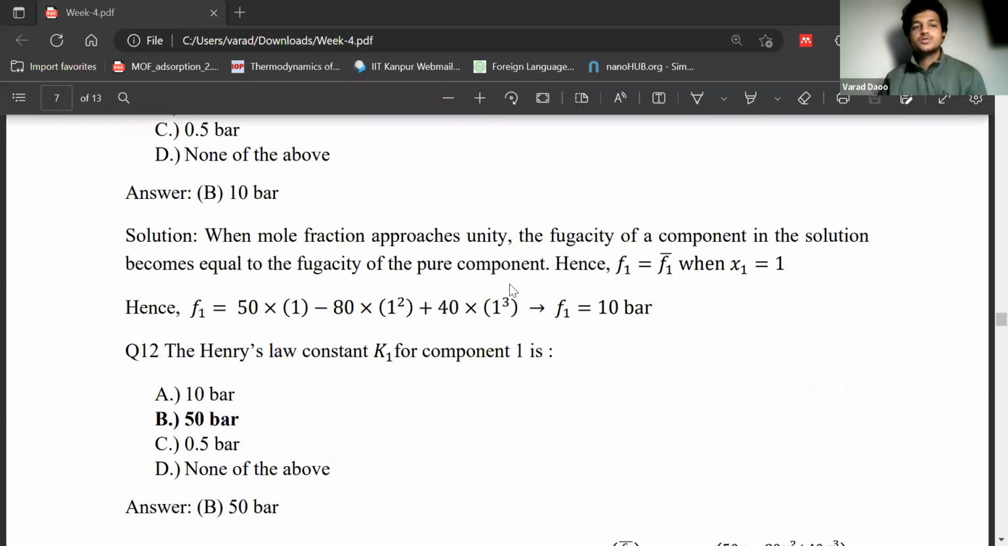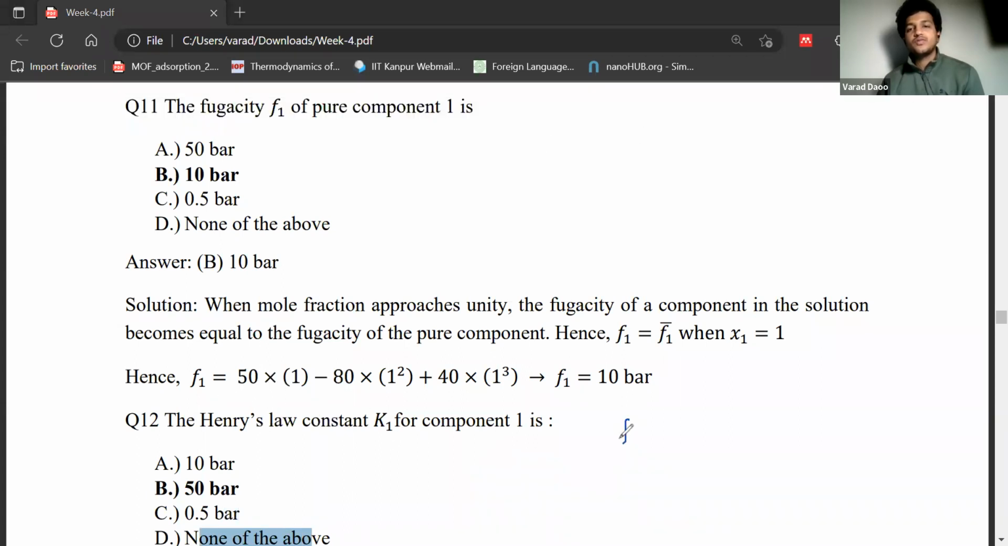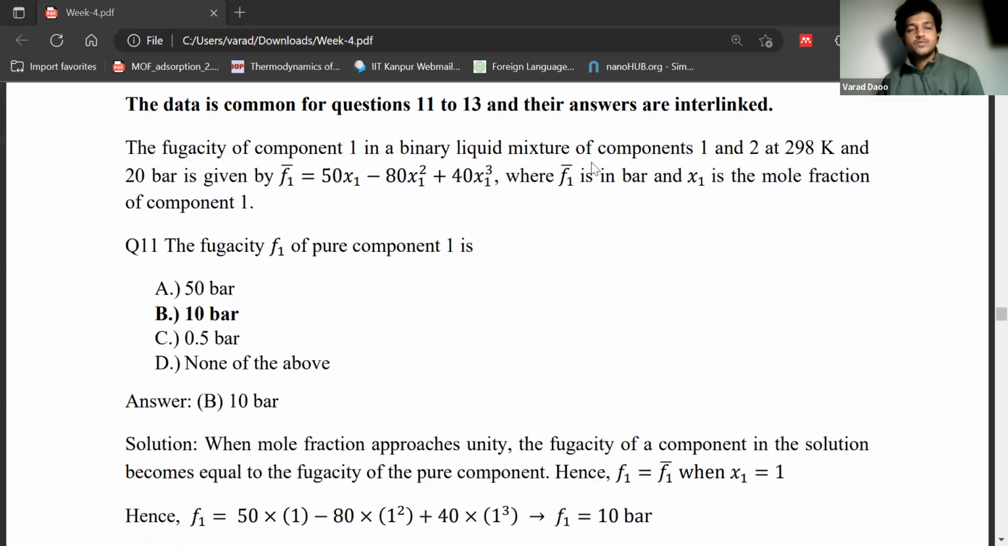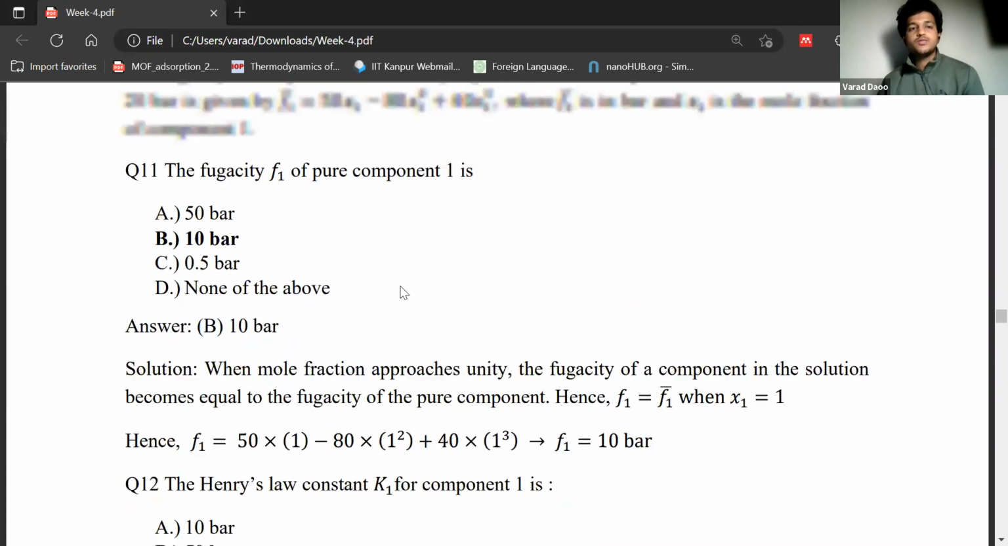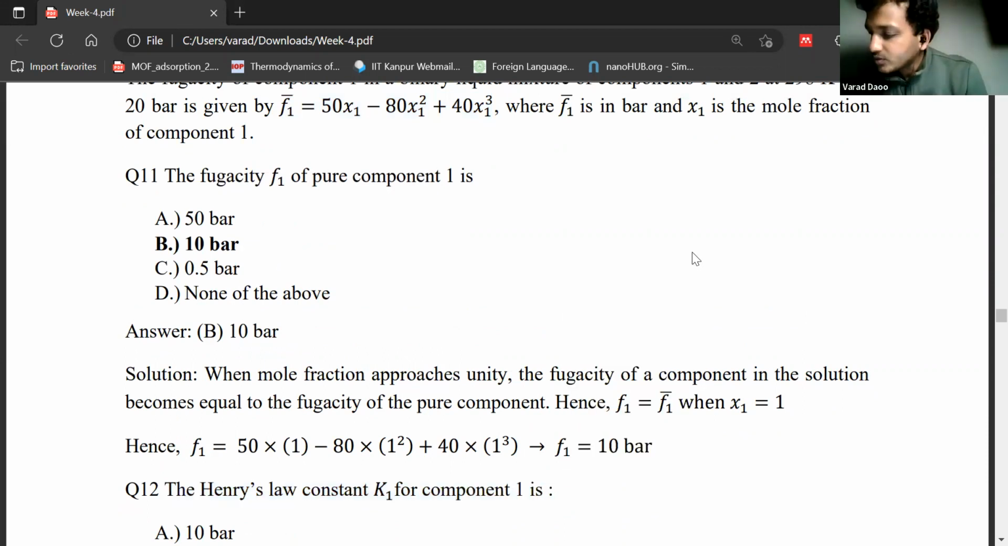The next question is, what we are asked to find is Henry's law constant for the component. These are the options: 10 bar, 50 bar, 0.5 bar. The expression for F1 bar is going to remain the same as what we were given above. Let me just rearrange it. So this is the expression for F1 bar, and we are asked to find the Henry's law constant. I'll give a couple of minutes to try the question.